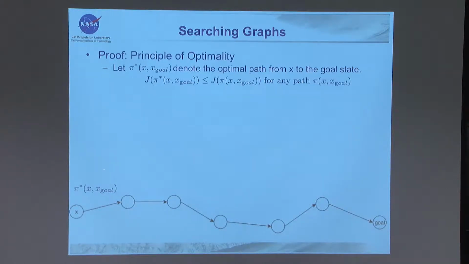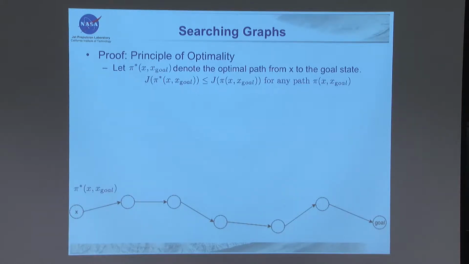So let's prove this. Let's assume this path is optimal. What does this mean? It is represented by pi star, and it means that for any path in your graph you pick, where J represents the cost function, the cost of pi star is better than the cost of any path you can pick in this graph. We are going to prove this by contradiction.